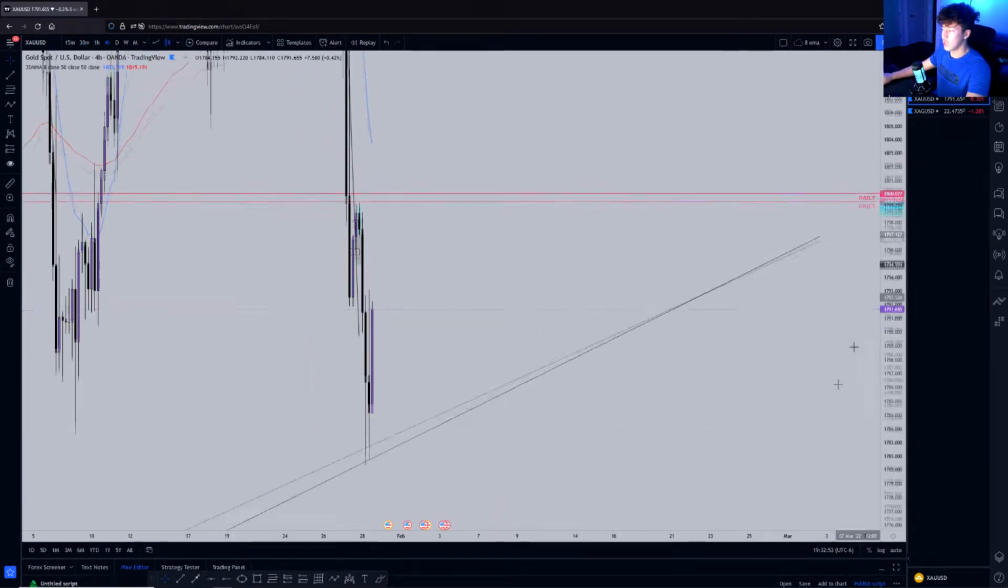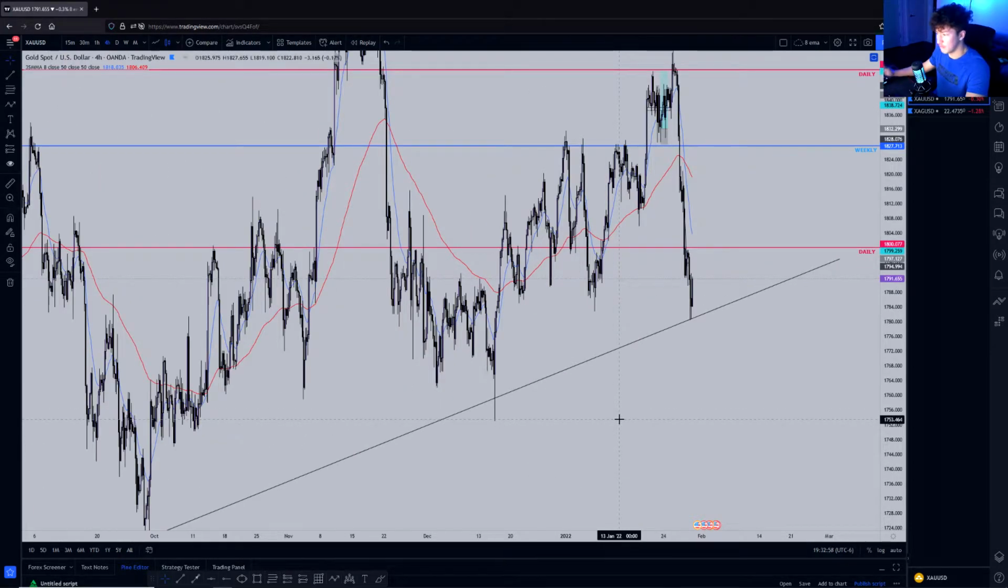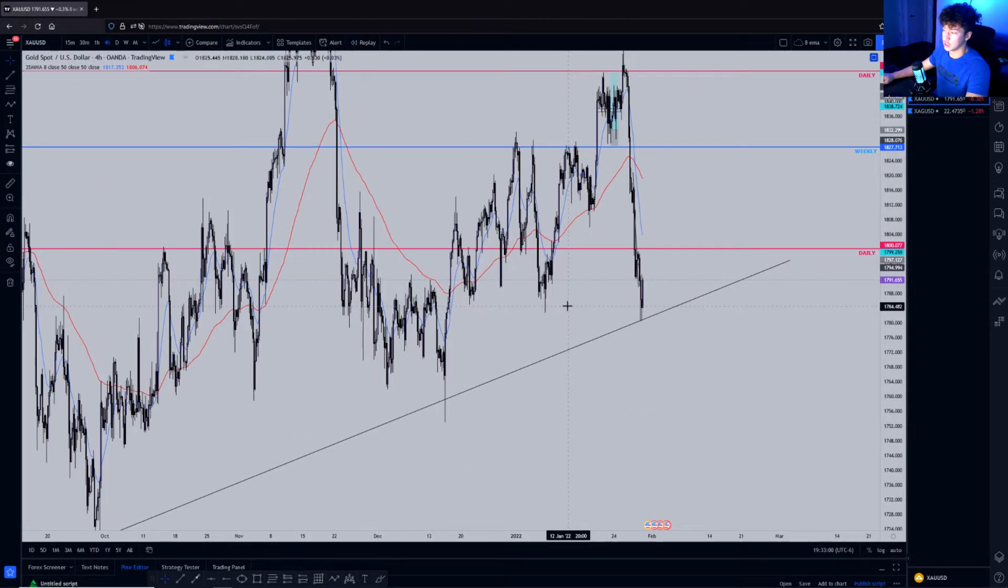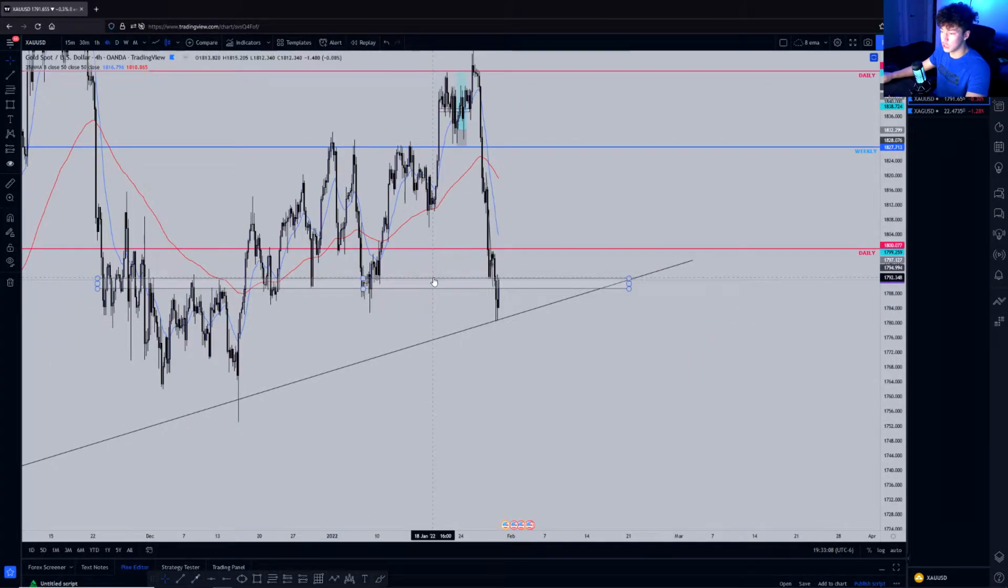But where gold is at right now, I really don't want to do too much with it, just because of the fact that it's kind of floating in space, as you could say. If I were to draw out a 4-hour support resistance zone right here, you can see price is just in the middle of this. So ideally, I want to see price break above this structural level right here, because I still want to take buys on gold. I want to see price break above this daily level right here.